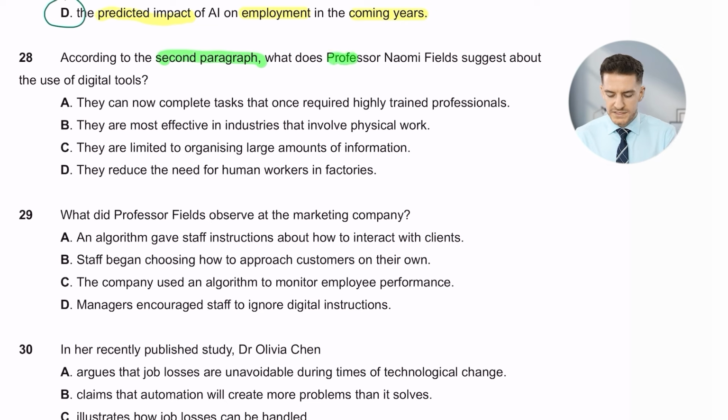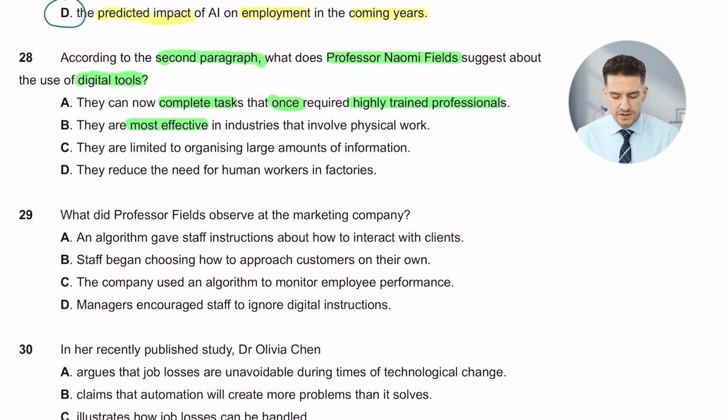What does Professor Naomi Fields? Again, this is also good because we know exactly who to look for. Suggest about the use of digital tools. So again, let's just very quickly have a look at the options. They can now complete tasks that once required, so in the past, once required highly trained professionals.